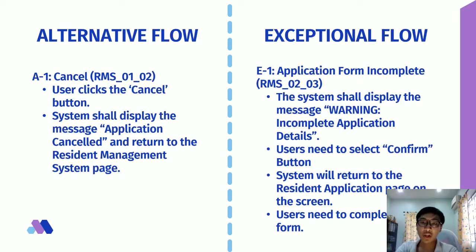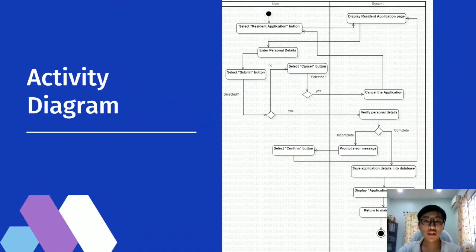For the exceptional flow, there is one exceptional flow which is application form incomplete. The system shall display the message warning incomplete application details. The users need to select the confirm button. Therefore, the system will return to the resident application page on the screen, and users need to complete the application form.